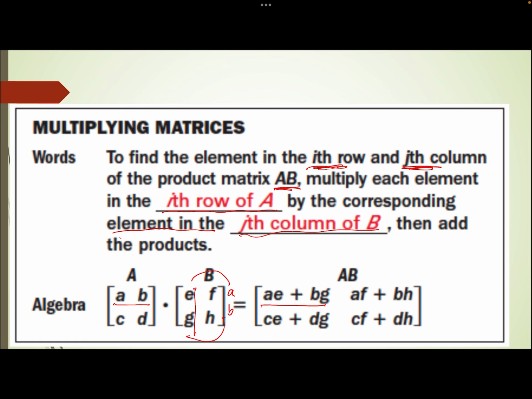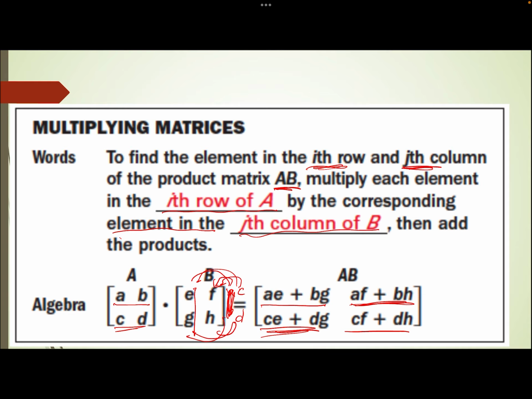And then this next one, so this is the first row, the first column, and then the first row, the second column would go here. So it would be AF plus BH. And then I'm done with AB, and I move on to the next row. And so that's where the bottom row comes from. I was jumping ahead a little. So CE plus DG. You see that? And then CF plus DH.